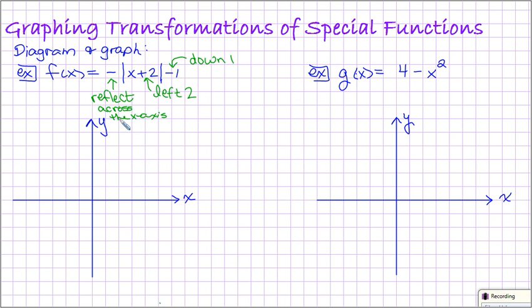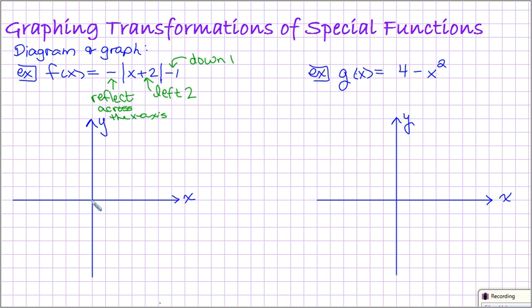So we're going to start with the parent function, which would be the absolute value function in this case. And I'm going to take that function, reflect it, and move it left and down. Now, if you have reflections and translations both in your function, you always need to do the reflection first, then the translation. So always do the reflection first, followed by the translations. If you do the translations first then reflect it, it's not going to be the same graph.